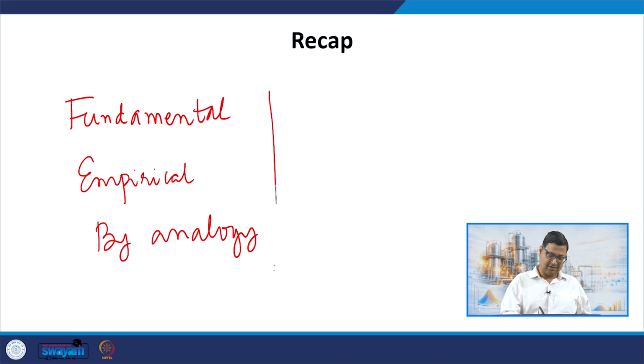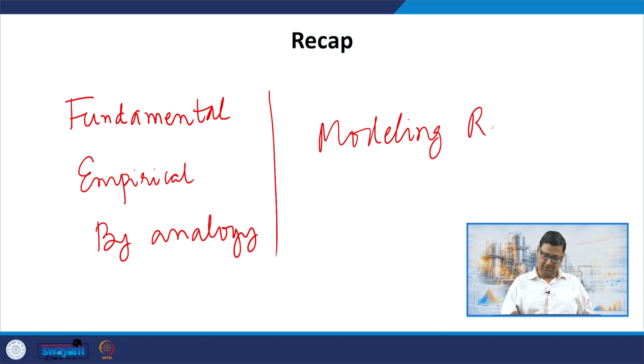And then I also discussed a modeling recipe to follow, or the steps of the model development to follow in order to come up with a good model that gives you a reliable prediction of the experimental behavior, right? So I want to begin with that recipe now and take some examples.